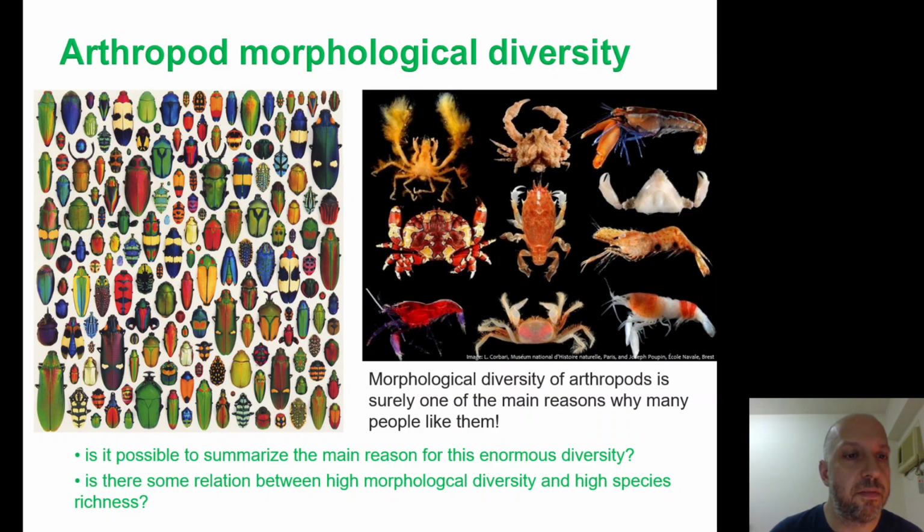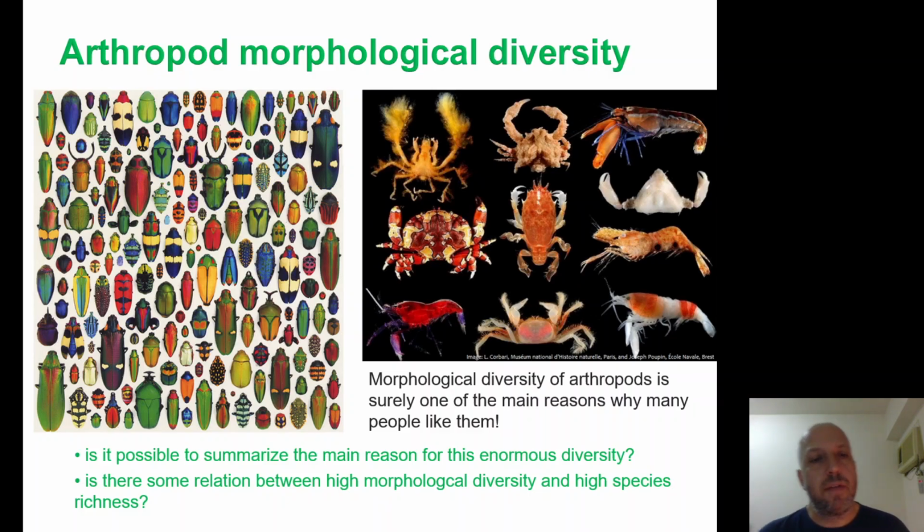You probably know that for insects, right? The left picture is one of the beetle posters which you can find somewhere online. But the same is true also for many other arthropods. On the right, you can see the diversity of some groups of crustaceans. They're also super cool, with very many colors, forms, shapes, and so on.